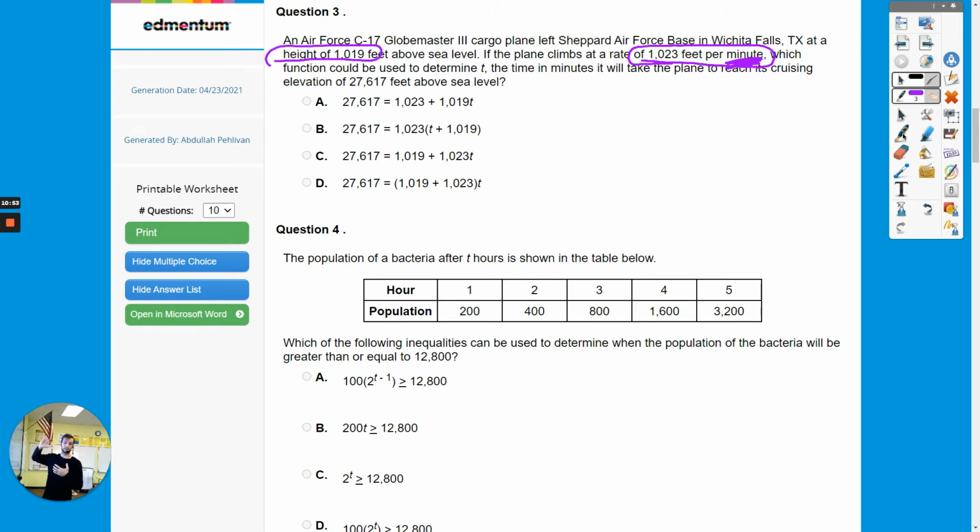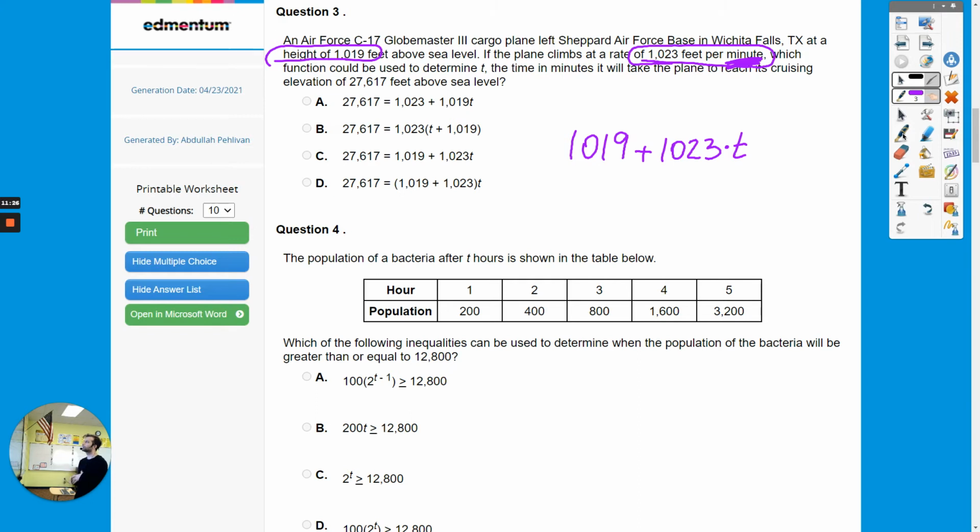And remember that the Air Force is climbing. So 1019 was the original height of the Air Force, plus for every minute it's going to climb another 1,023 feet. We don't know how many minutes right now. Maybe we will figure it out when we read the rest of the question. Which function? So that's the whole purpose of the question. We are going to try to figure out the t.